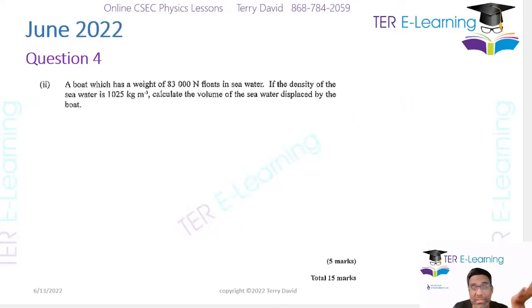Now, this part now, some students didn't know how to do this either. So you have a boat. It has a weight. So the weight of the boat is equal to 83000 newtons. That's the weight of the boat. And it's floating on seawater. If the density of the water is 1025, calculate the volume of seawater displaced by the boat.